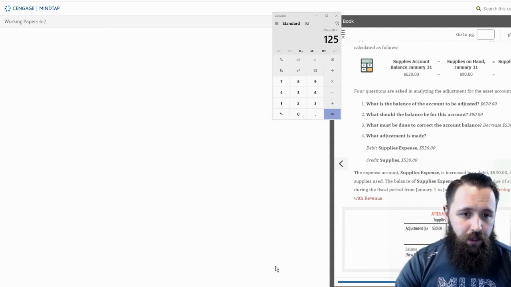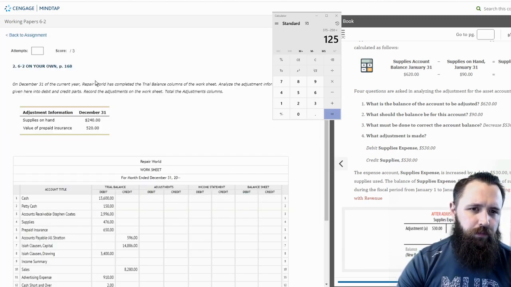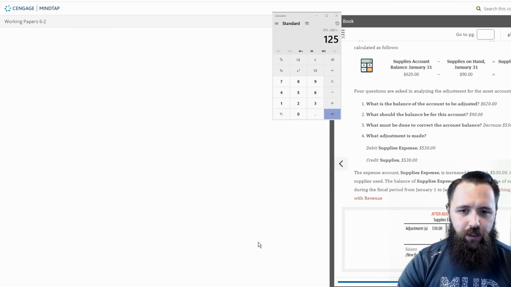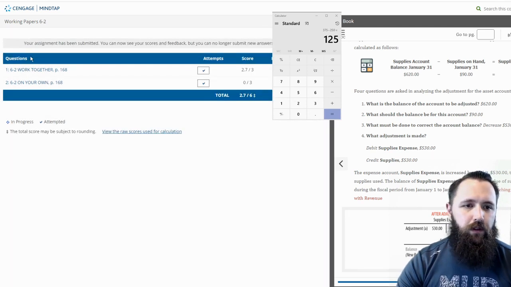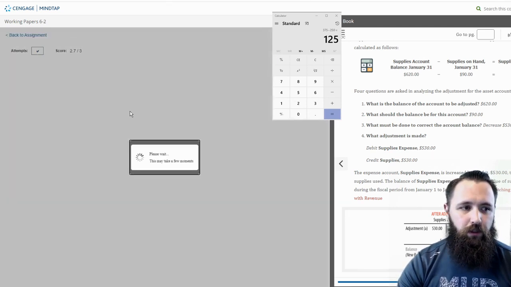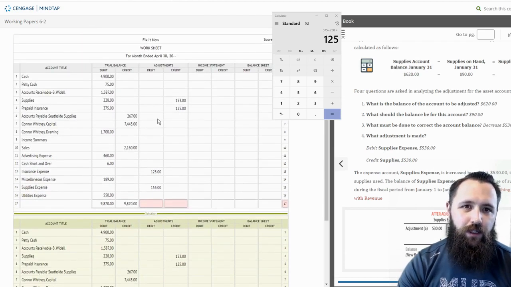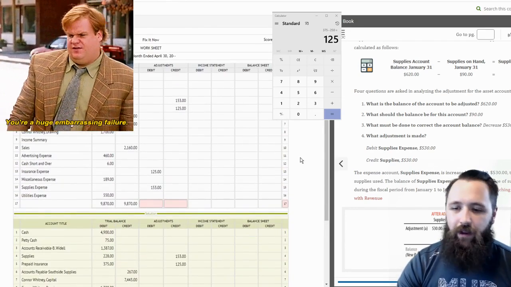So let's save and continue. This is the work together. This is the on your own. So I'll just hit save and continue again and then grade it. And something's off. Oh, yeah, of course this is off. We didn't do the whole last step.